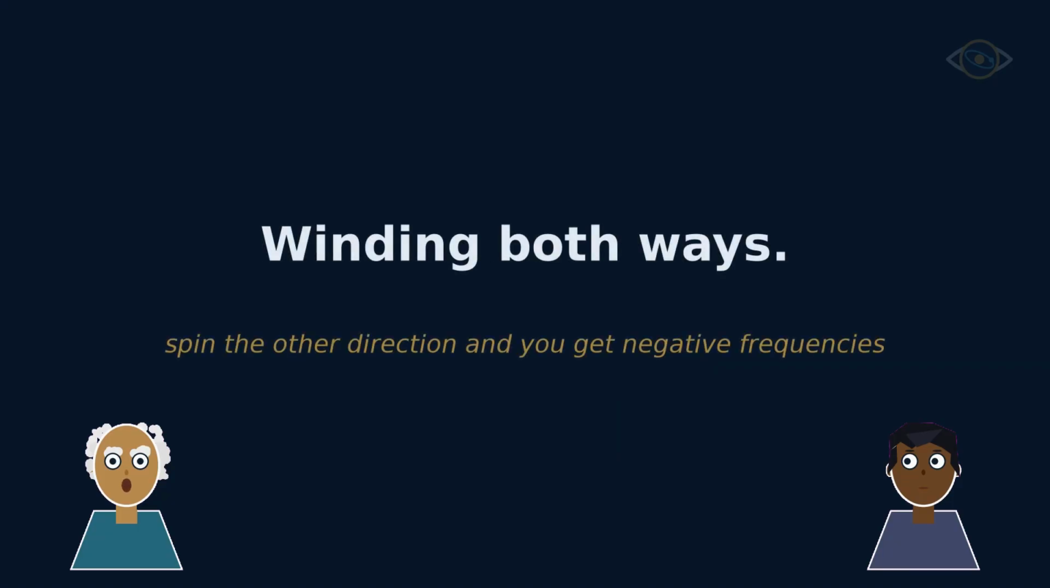And notice we wound clockwise. That's the minus sign in the formula. Wind the other way, counterclockwise, and you get negative frequencies, the mirror partners that keep a real signal real. Negative frequency used to sound like nonsense, but it's just spinning the opposite way. That's oddly satisfying.